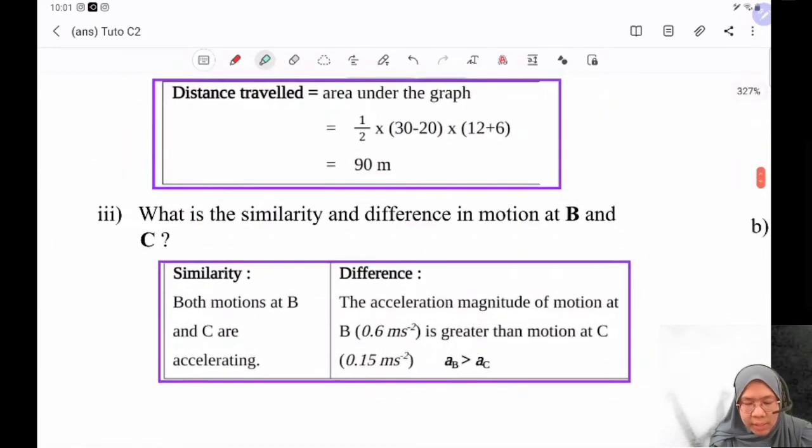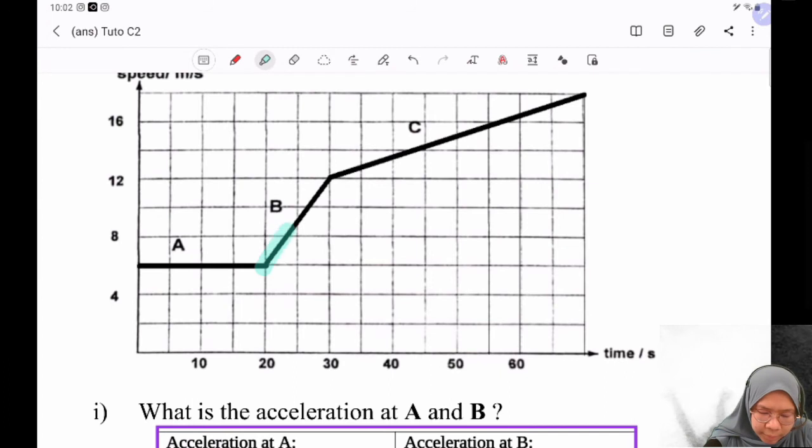Okay, next, what is the similarity and difference in motion at B and at C? Apa persamaan dan perbezaan motion pada bahagian B dan juga C? Okay, kalau tengok bahagian B, ini adalah V against time graph kan? Kita pernah tengok kalau V against time graph, dia naik ke atas tu maksudnya kita ada acceleration. So ni kalau kita kira gradient, dia ada acceleration.